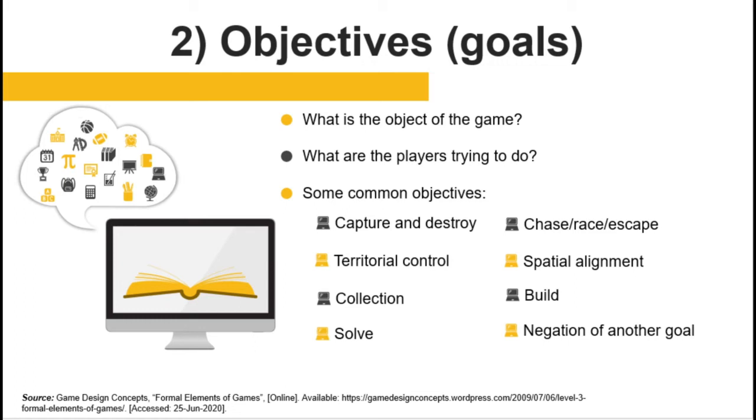Build. The opposite of destroy. Your goal is to advance your character or build your resources to a certain point. The Sims has strong elements of this. The board game Settlers of Catan is an example also. Negation of another goal. Some games end when one player performs an act that is forbidden by the rules and that player loses. Examples are the physical dexterity games Twister and Jenga.